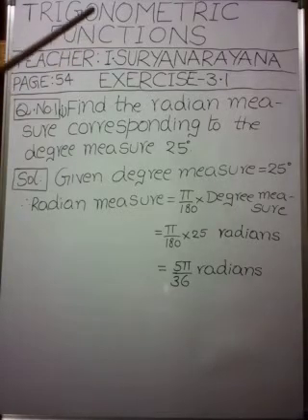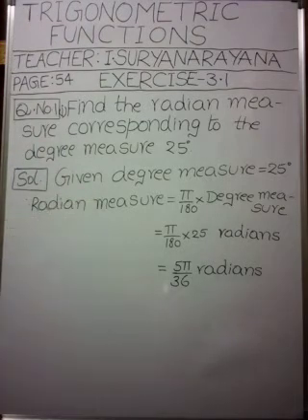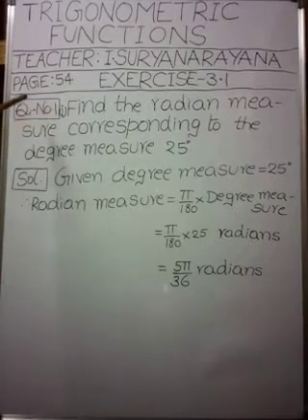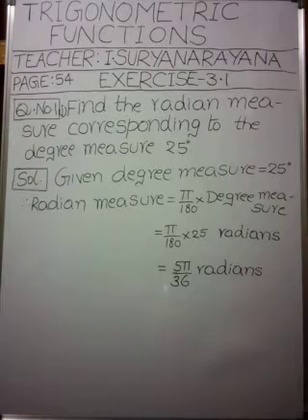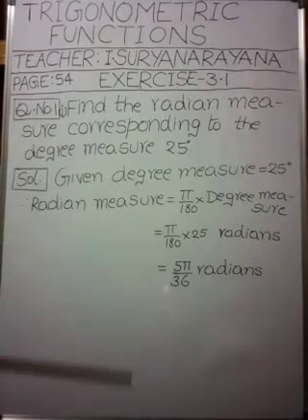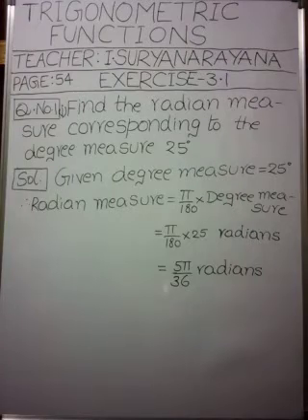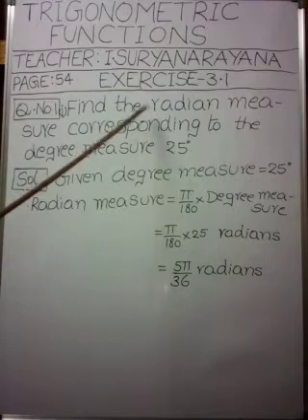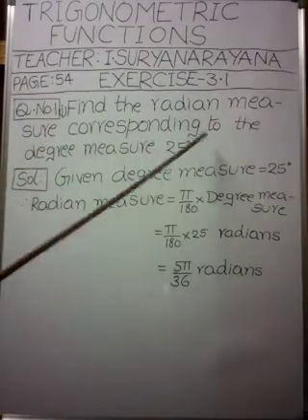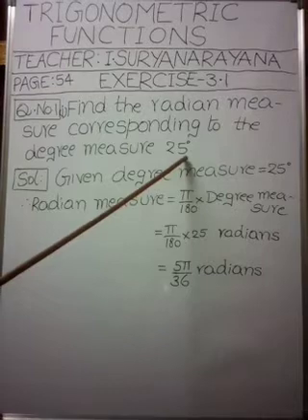Today we are going to discuss the sums in exercise 3.1. See page number 54. Question number 1. In this question, there are different sums. We have to convert the angles which are given in degree measure into radian measure. See the question: find the radian measure corresponding to the degree measure 25 degrees.